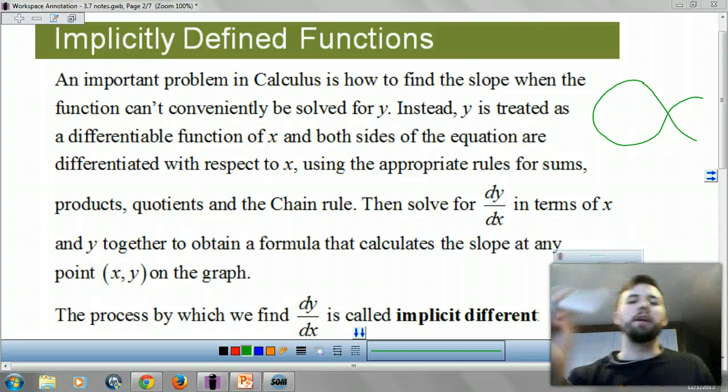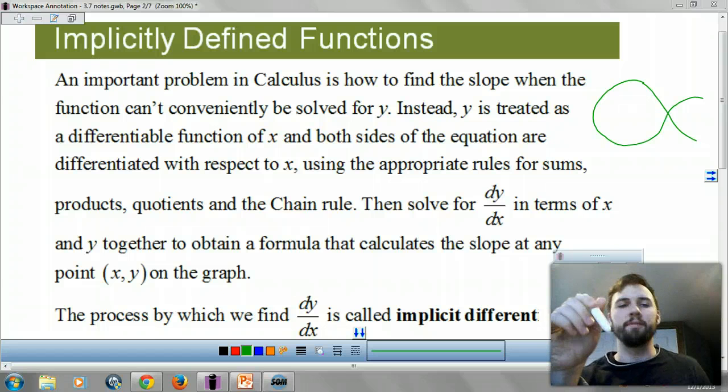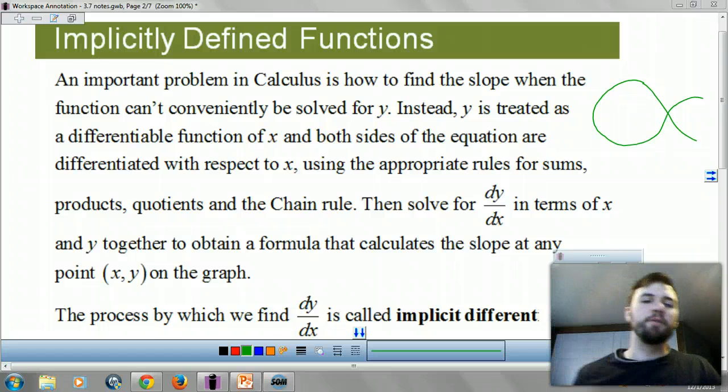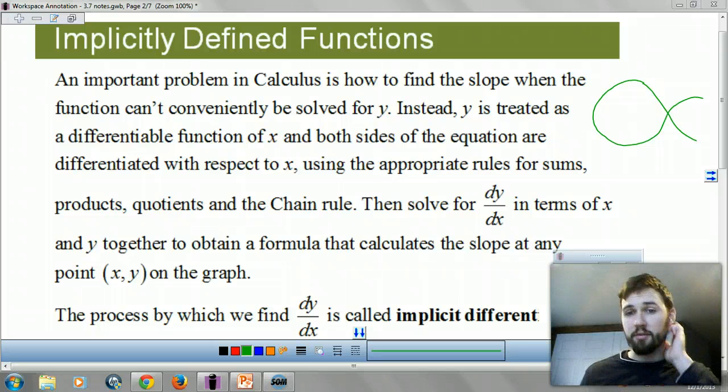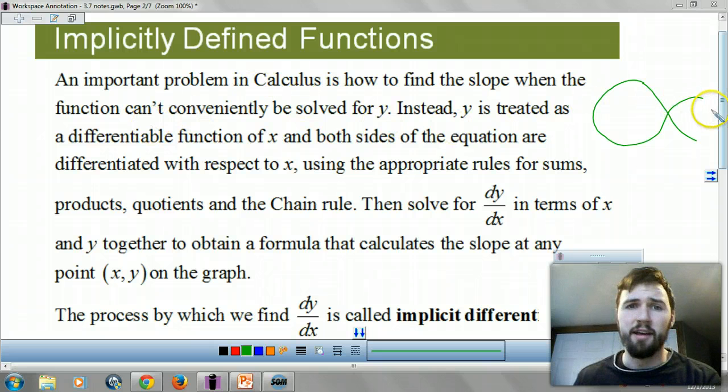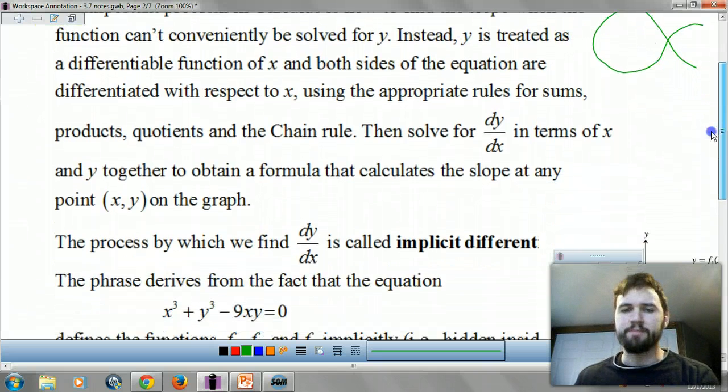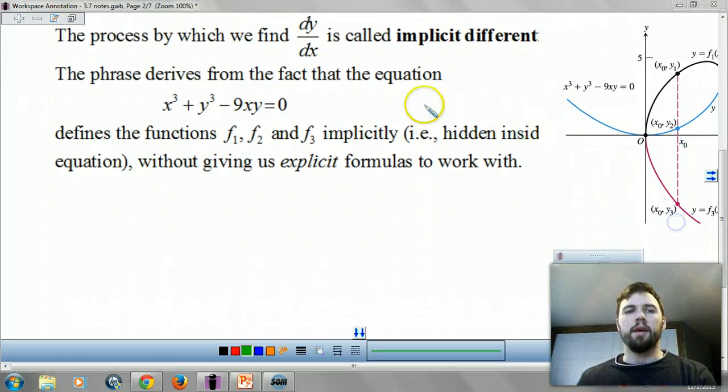An important problem in calculus is how to find the slope when the function can't conveniently be solved for y. Instead, y is treated as a differentiable function of x, and both sides of the equation are differentiated with respect to x using the appropriate rules for sums, products, quotients, and the chain rule. Then solve for dy/dx in terms of x and y together to obtain a formula that calculates the slope at any point x, y on the graph. This process is called implicit differentiation.